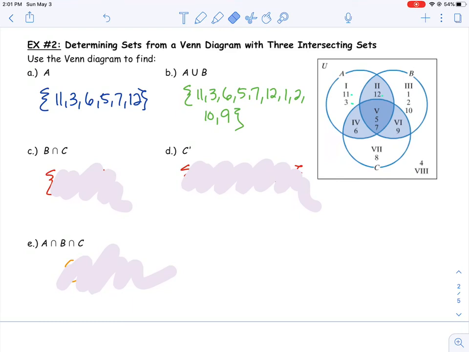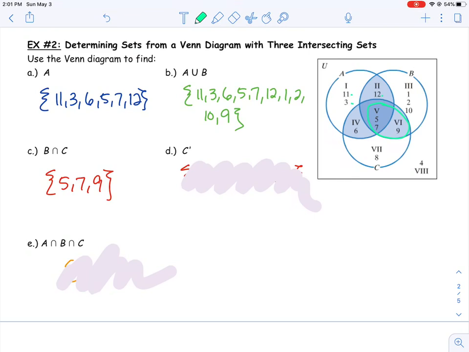All right, part C says we want the intersection of B and C. Where does B and C overlap? I got right here the numbers 5, 7, and 9. They're in the intersection of B and C right there.